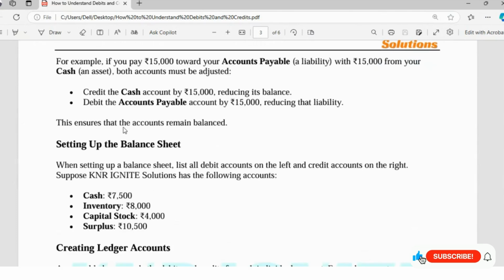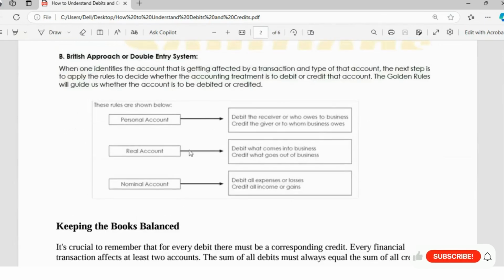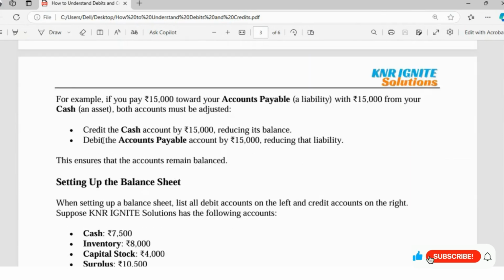I have given a few examples for you to understand whenever we do any transaction. Let's say, for example, if you pay 15,000 rupees in Indian rupees towards your accounts payable as a liability, with 15,000 from your cash, which is an asset here, accounts payable is your liability, and there are two things. Both accounts must be considered here. So let's say which account you will credit here. You will credit the cash, because if you look into the British approach, what does it say? Which is a real account, credit what goes out. Your cash is going out here, so you will credit the cash.